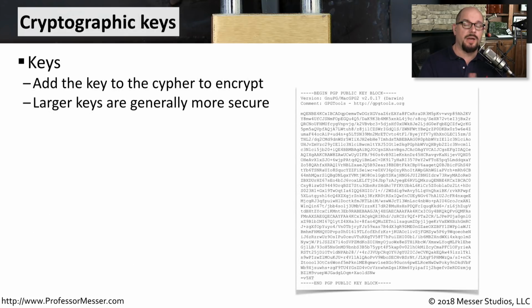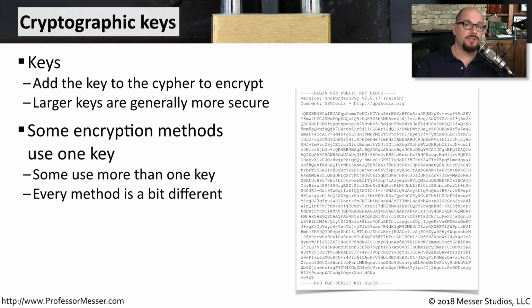To encrypt data, you commonly need the plain text that you're going to start with, the cipher that you're going to use, and then you need a key. This cryptographic key is added to the cipher to be able to encrypt the plain text. Larger keys are generally more secure because brute force is often used to find the key that's used during an encryption process. We tend to make these keys larger to provide more security.